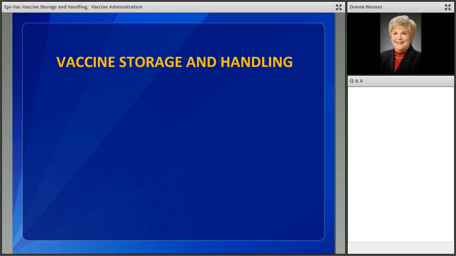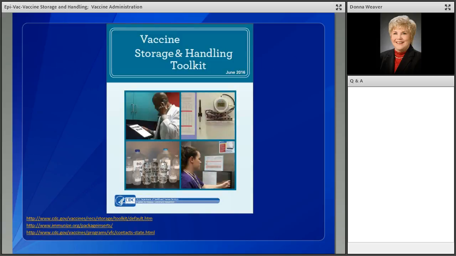Let's start with vaccine storage and handling, which is Chapter 5, and that starts on page 63 for those that are following along in the Pink Book. Now here's an image of CDC's 2016 Vaccine Storage and Handling Toolkit, which will be available online later this week. The toolkit reflects best practices for vaccine storage and handling from the Advisory Committee on Immunization Practices, or ACIP, from product information from vaccine manufacturers and scientific studies.